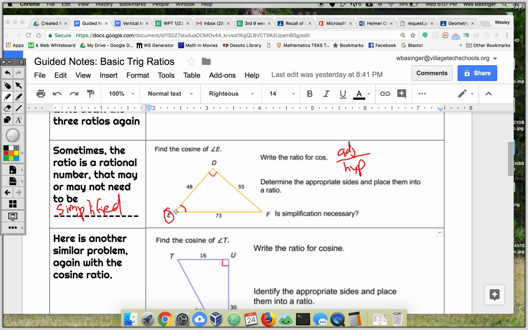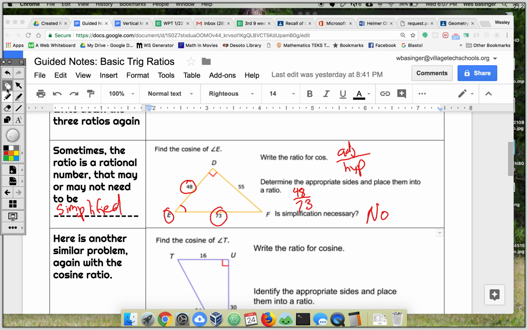What side is adjacent to E? What side touches angle E? Well, it's this right here. So it's 48 on top, and then it's hypotenuse. What is the hypotenuse? The hypotenuse is the side across from the right angle, so it would be 73. Now, think about, is simplification necessary? For your IXL assignments, you're going to have to write your answer as a fraction, not a decimal. So, simplification in this case, not necessary. As far as I know, 73 is a prime number, so our final answer can just be 48 over 73.